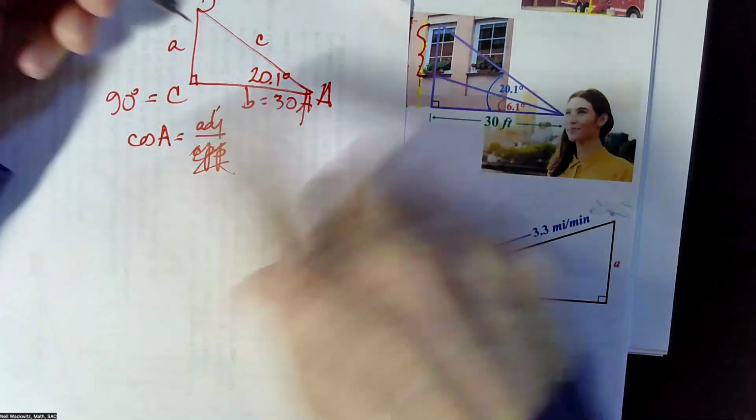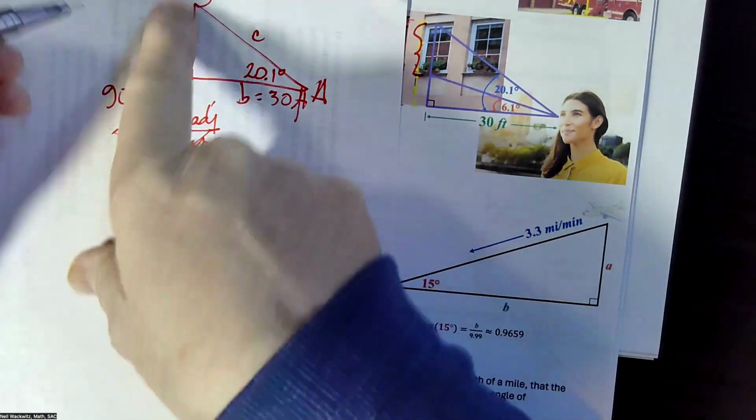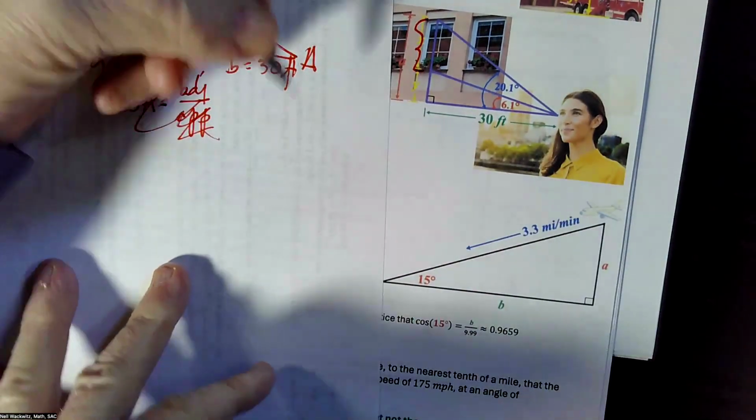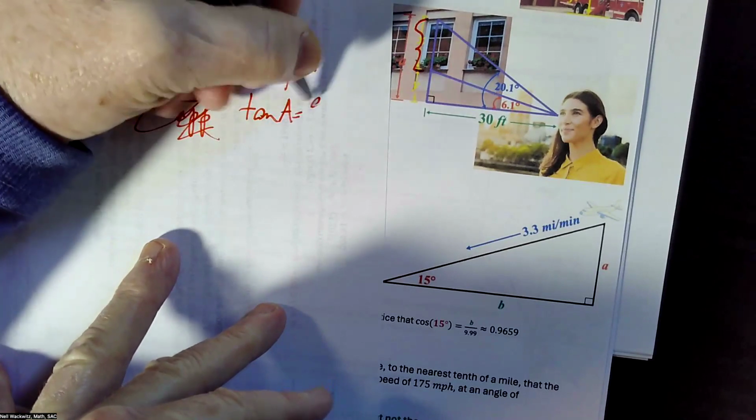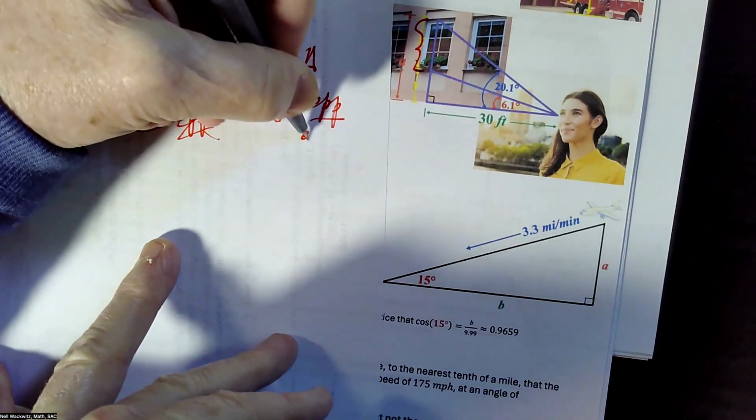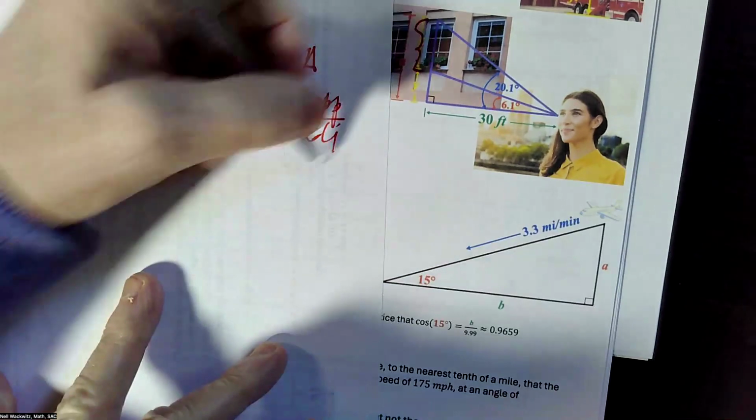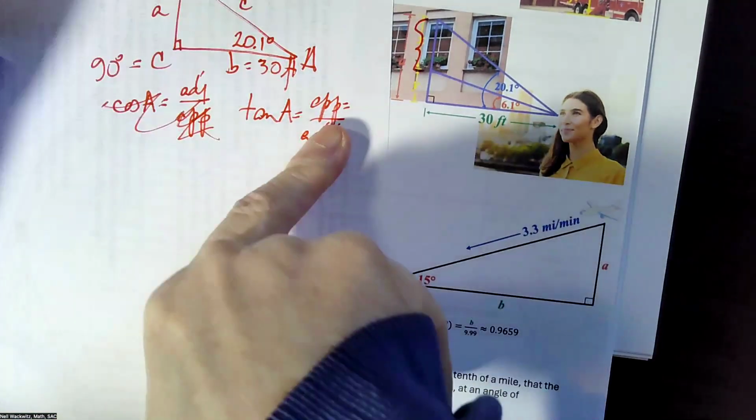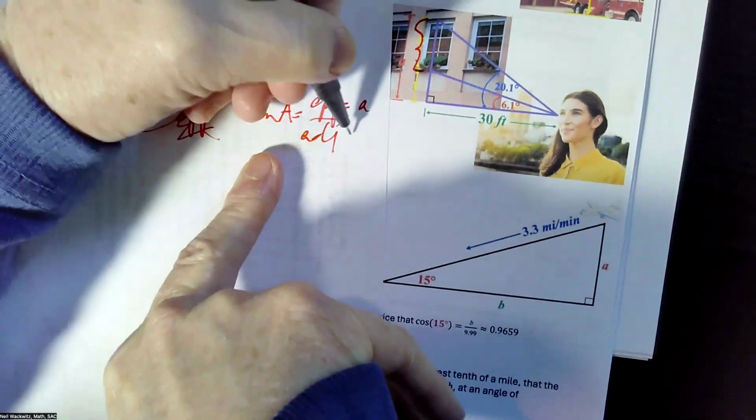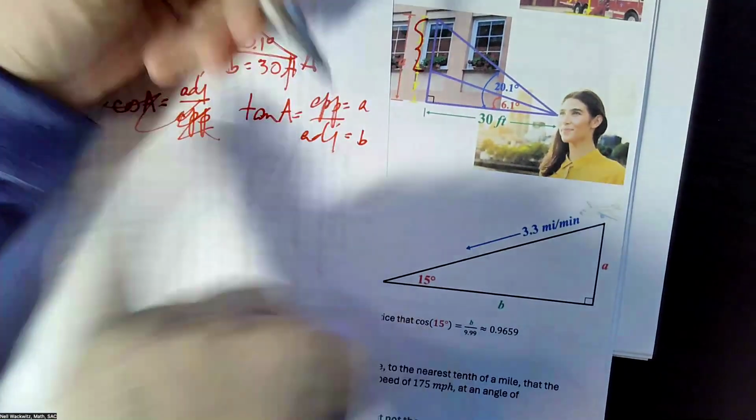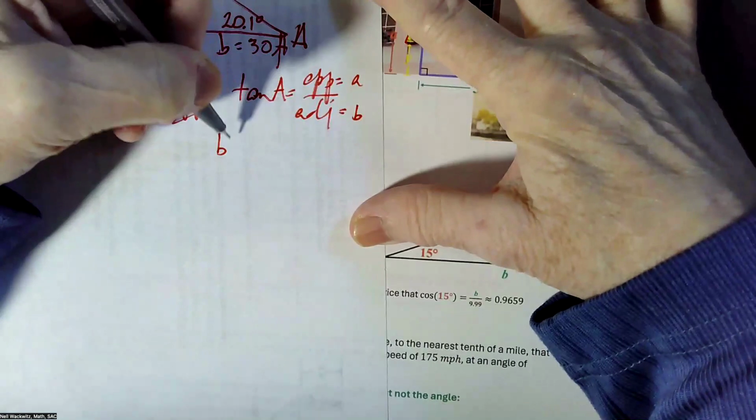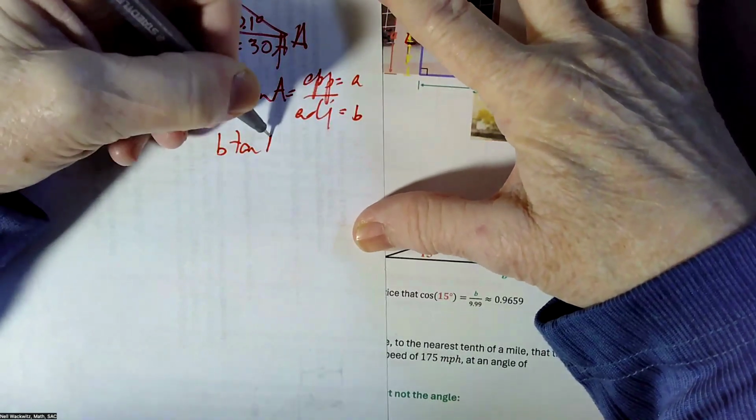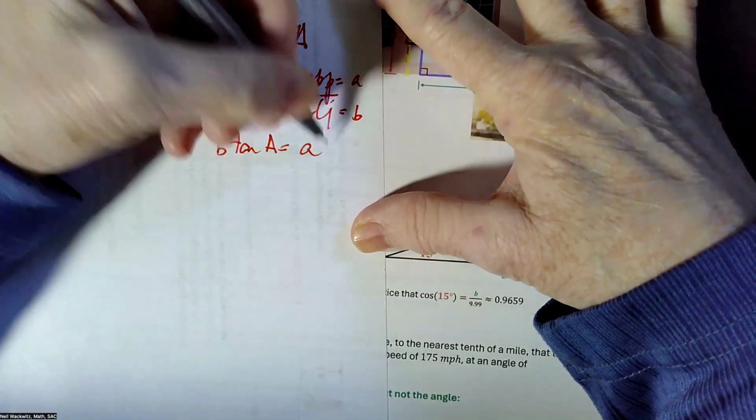Oh no, let's use tangent. What am I thinking? Because we need opposite and we've got adjacent. So the tangent of A is opposite over adjacent. And opposite is little a, adjacent is little b. Let's multiply both sides by b. B times the tangent of A is little a.